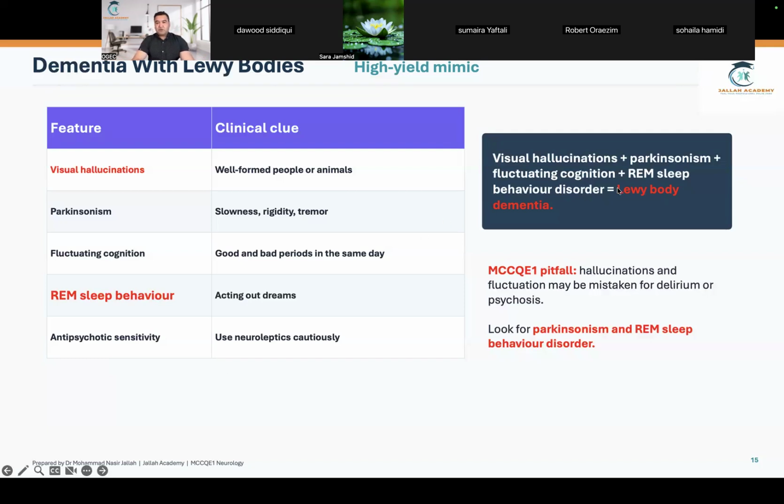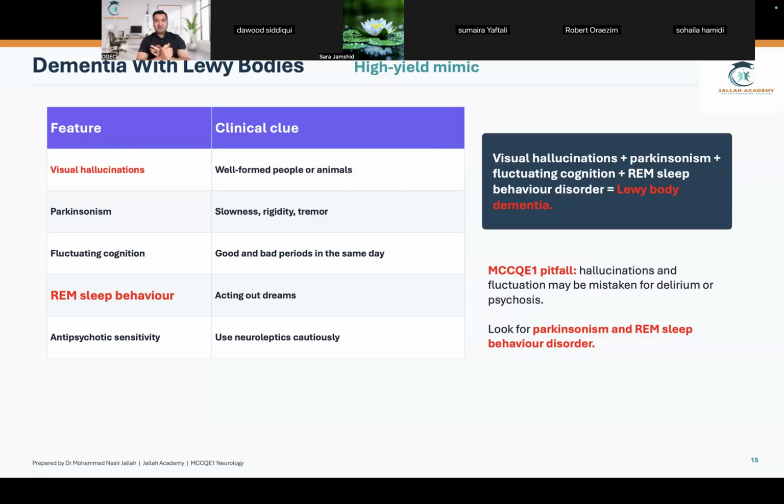Okay? So visual hallucination plus Parkinsonism, fluctuating cognition plus REM sleep behavior disorder: Lewy body. The exam MCQ pitfall: hallucination and fluctuation may be mistaken for delirium. Delirium has these two characteristics, visual hallucination and fluctuation. But the patient does not have the Parkinsonism symptoms, right? So you need to ask the next step about the Parkinsonism.